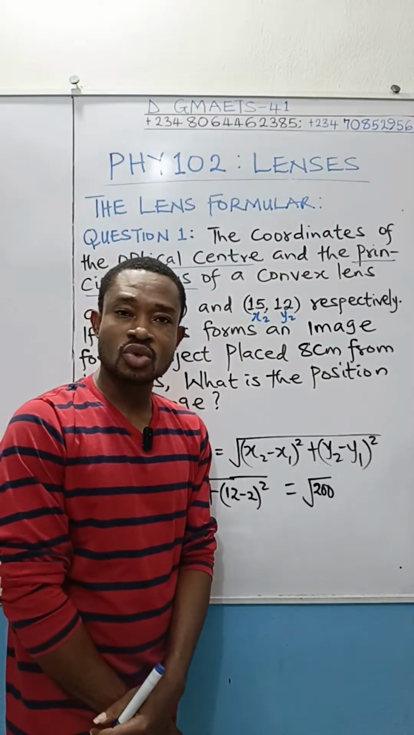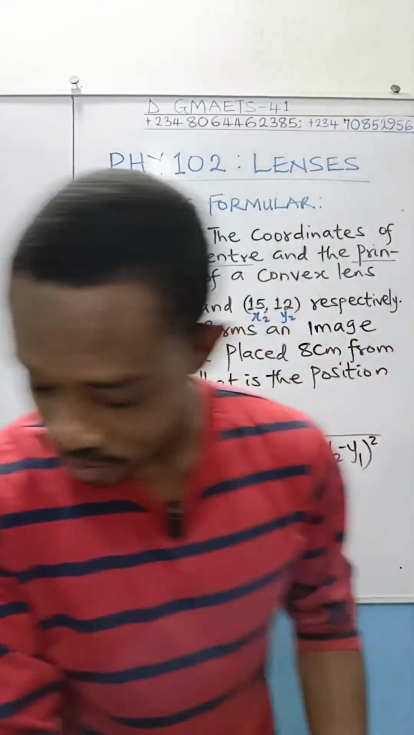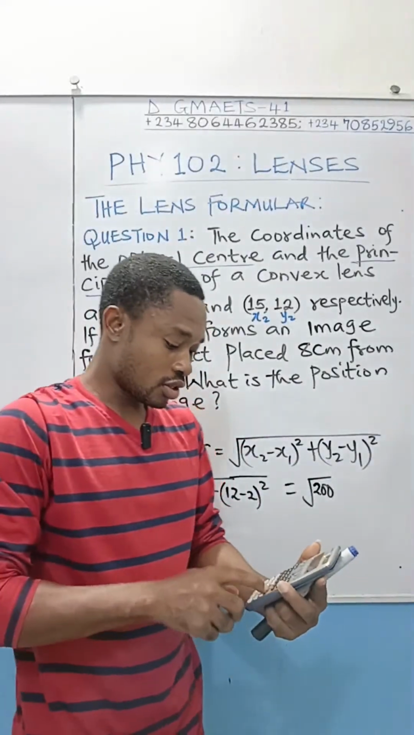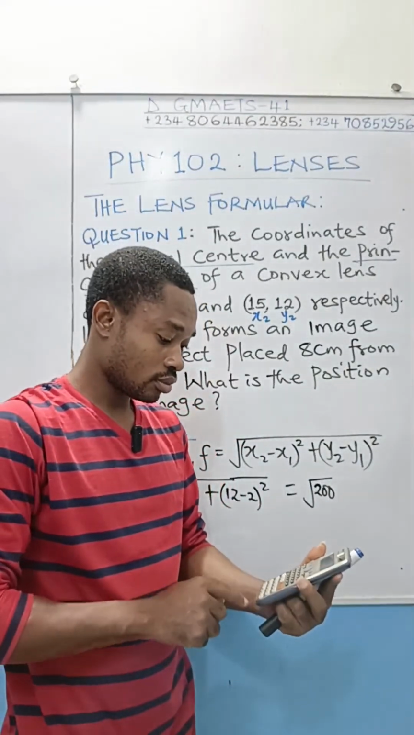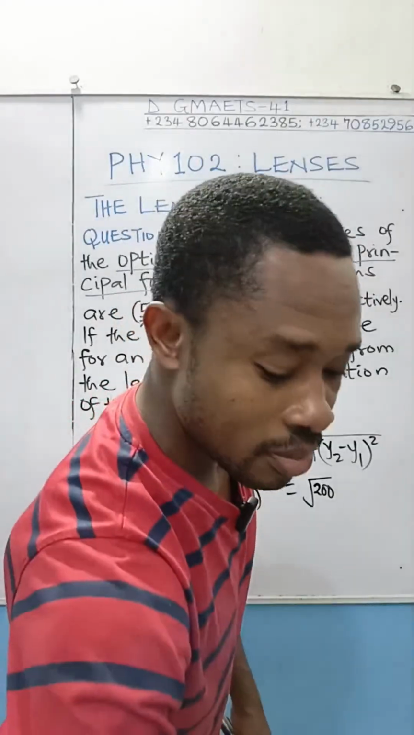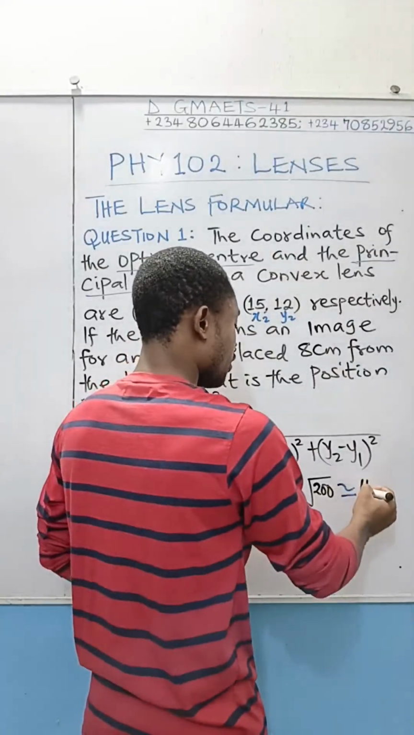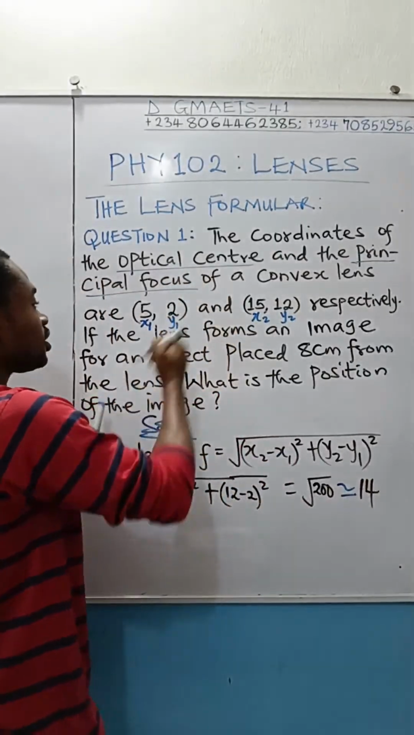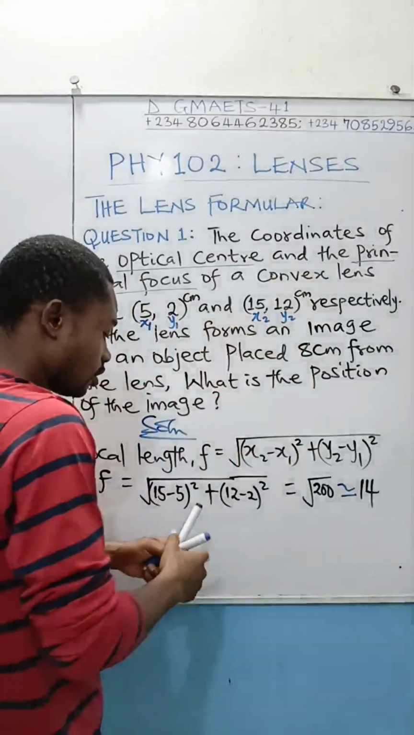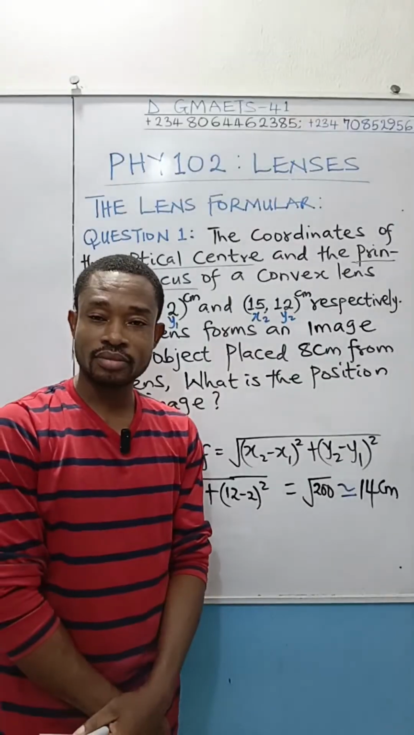If you evaluate 10 root 2, what would you get? Let us see. 10 root 2, or simply square root of 200, gives 14.14. I am going to use an approximate value. This is approximately 14 centimeter. Please take these values. The unit should be in cm, in centimeter, okay? So our focal length will now be 14 centimeter approximately.